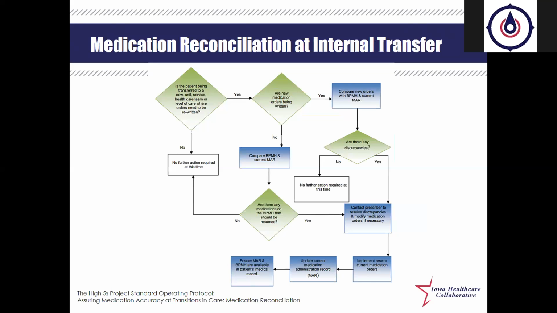And then you will go through the arrows and go yes or no. So if it is changing, then our medication order is being written. Yes. Okay, we'll compare that with their best possible medication history and their current MAR inpatient. If it's not changing, then you can still compare it to their best possible medication history and their current MAR. And then you walk through, are there any discrepancies? If yes, we need to contact the prescriber and resolve the discrepancy, and then continue down that to implement, update the medication administration record, and ensure that the MAR and best possible medication history are available in the patient's medical record.